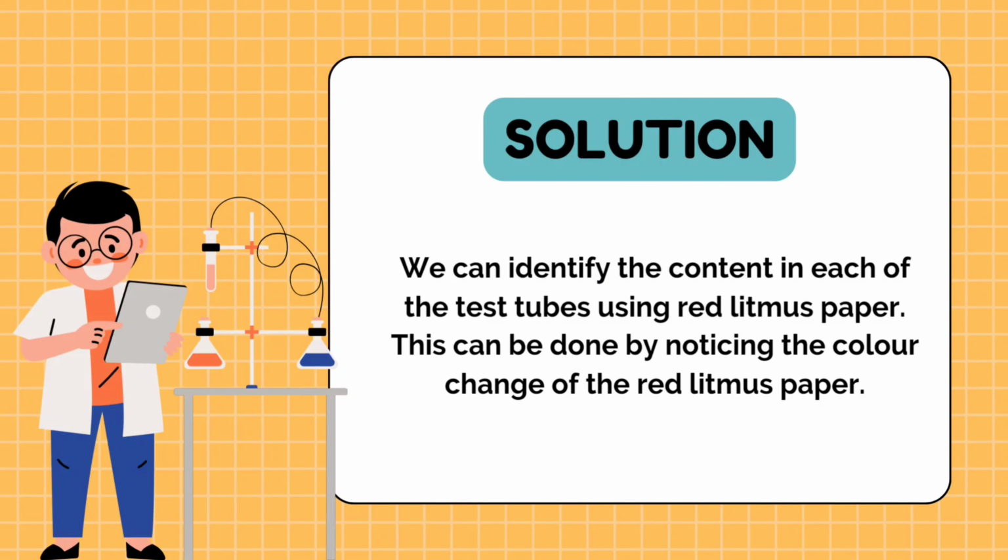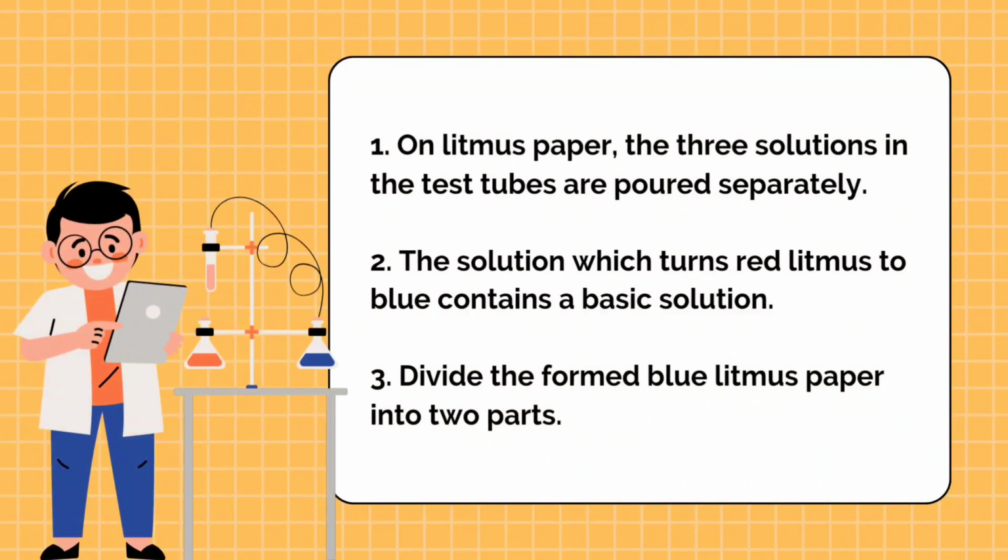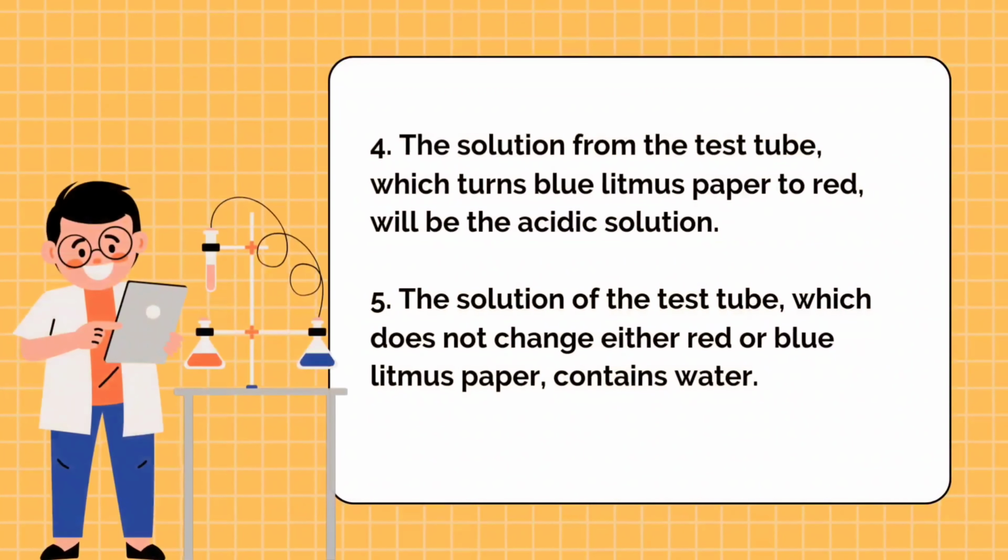This can be done by noticing the color change of the red litmus paper. On litmus paper, the 3 solutions in the test tubes are poured separately. The solution which turns red litmus to blue contains a basic solution. Divide the formed blue litmus paper into 2 parts. The solution from the test tube which turns blue litmus paper to red will be the acidic solution. The solution of the test tube which does not change either red or blue litmus paper contains water.